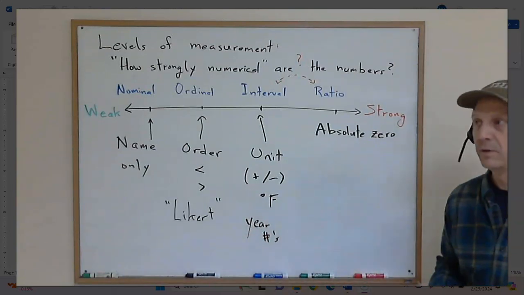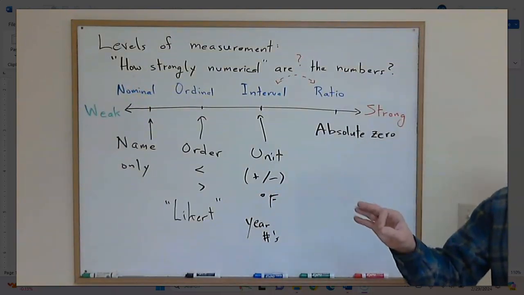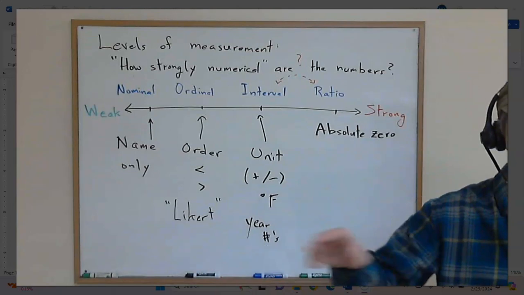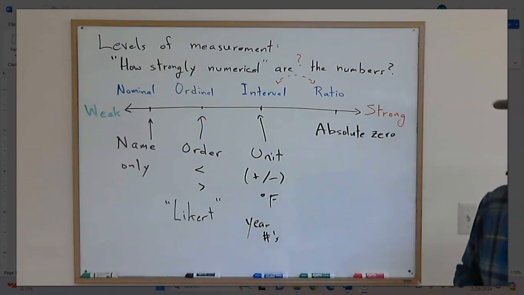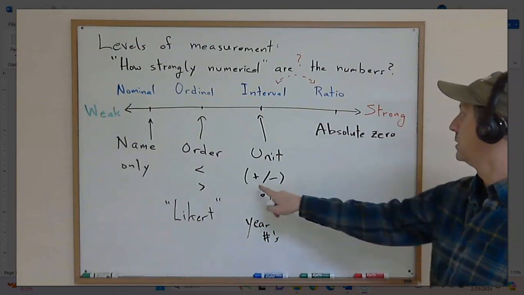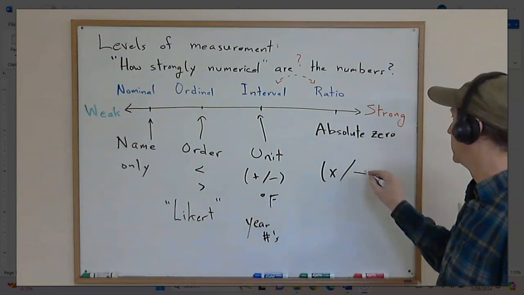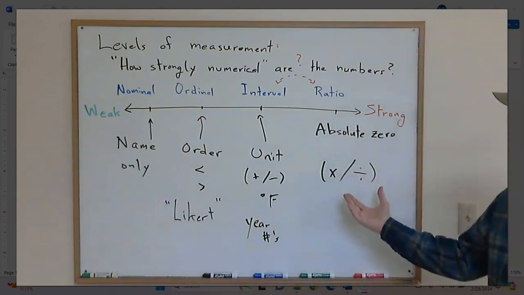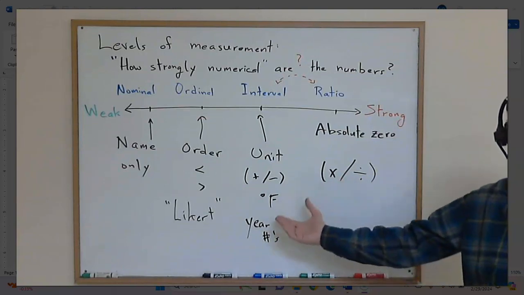But most measurements that we're interested in taking physically do have an absolute 0. When you have $0, it means you have no money. When you weigh 0 pounds, it means there is no weight. If you are 0 years old, it means you were just born. Okay. And the mathematical advantage of ratio scales is that you can not only add and subtract them, but you can also multiply and divide them. So if one watermelon weighs 10 pounds and another one weighs 5 pounds, the first one weighs twice as much as the second one.